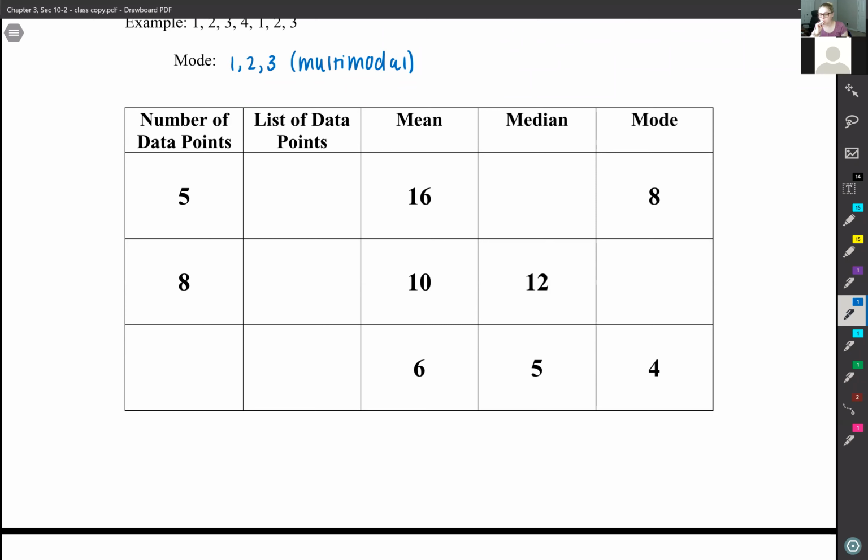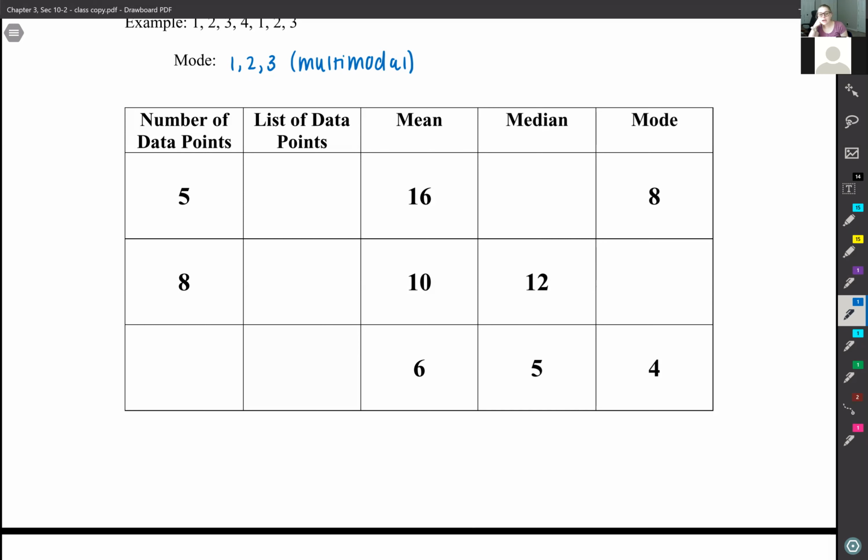So in the first one here, we know that we have 5 data points, and we know the mean is 16, and we know that the mode is 8. So we want to come up with a list of data points that satisfies the fact that the mean is 16 and the mode is 8. But first of all, we want to look at the information we're given and see what this really tells us about our list of data points.